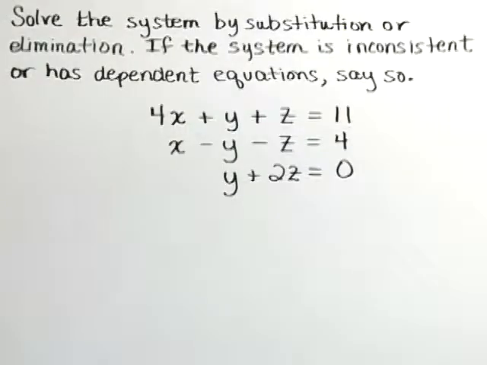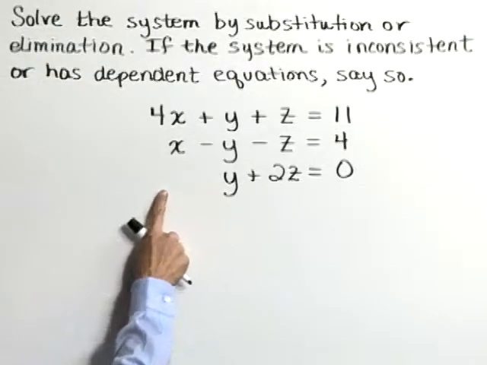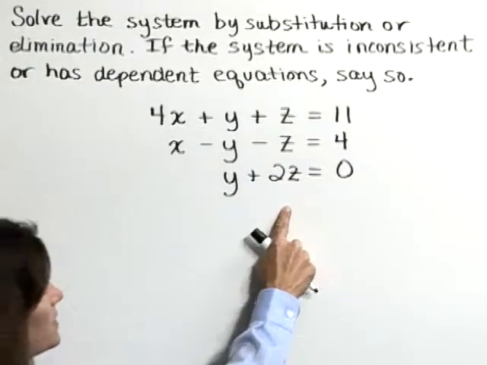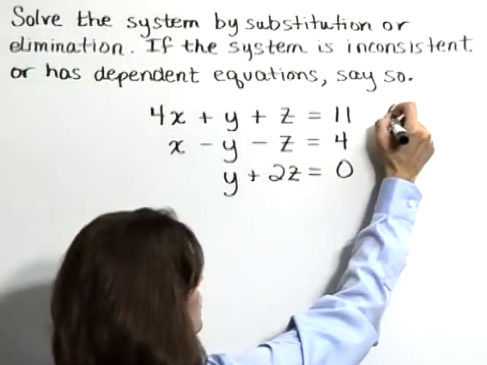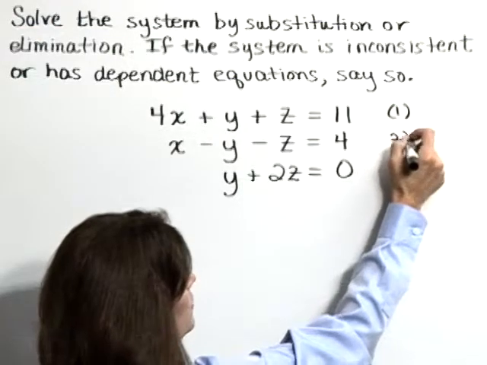Solve the system by substitution or elimination. If the system is inconsistent or has dependent equations, say so. Here we have a system with 3 equations and 3 unknowns. Let's start by identifying these equations as number 1, 2, and 3.